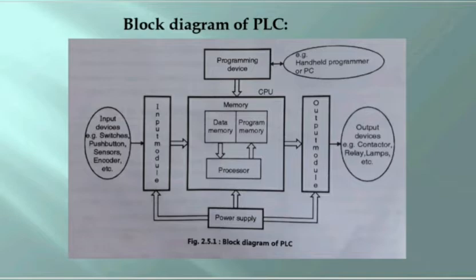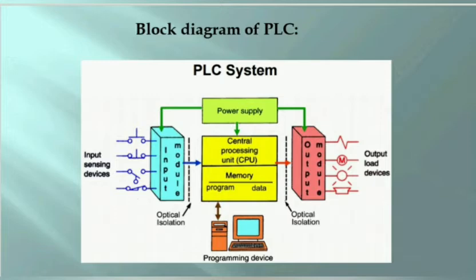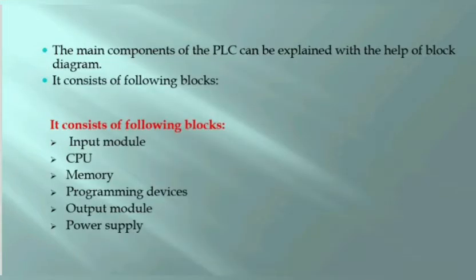Now let's see the block diagram of PLC. The main blocks of PLC are CPU, which consists of processor, data memory and program memory, input module, output module, programming device and power supply. We are going to discuss description of each block in detail.